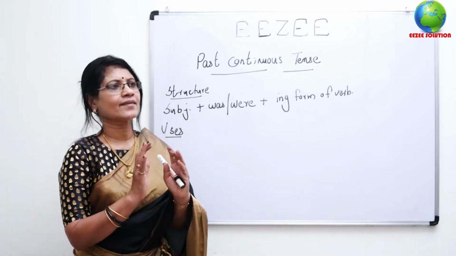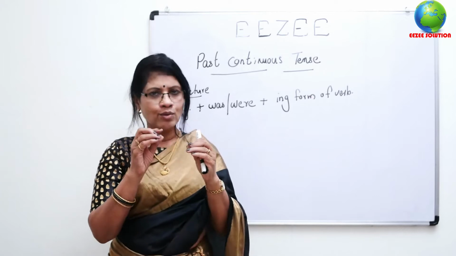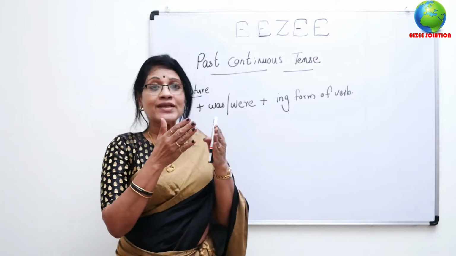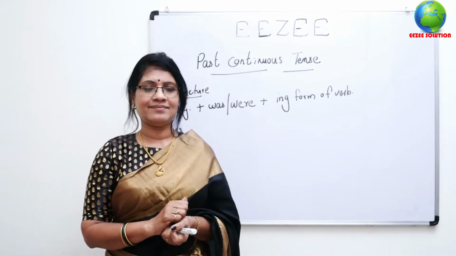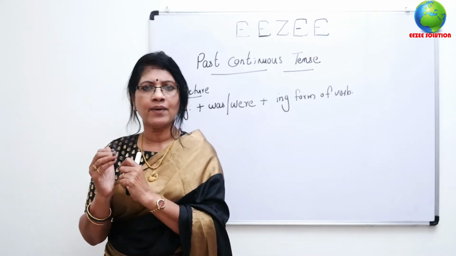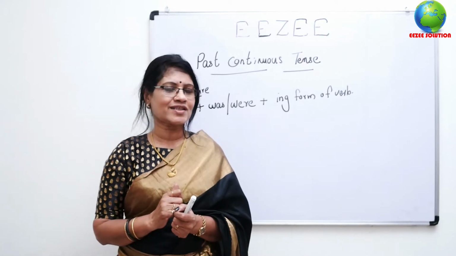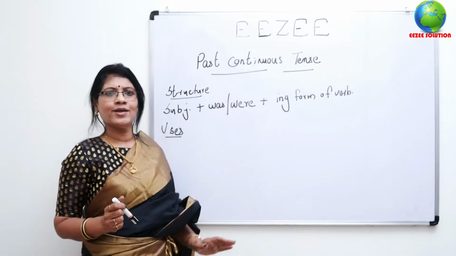First one, we can say that past continuous is used to describe actions which is interrupted by another action. One action is going on in the past. At that time, it is interrupted by another action. In such cases, we can use past continuous tense.